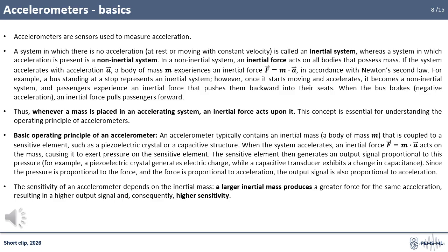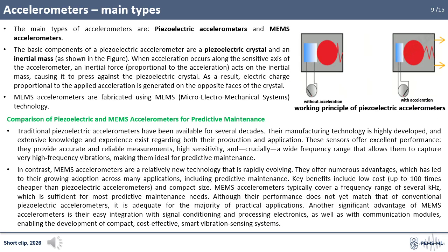The sensitivity of an accelerometer depends on the inertial mass. A larger mass produces a greater force for the same acceleration, and therefore a higher output signal. The two main types of accelerometers are piezoelectric and MEMS accelerometers. Traditional piezoelectric accelerometers have been used for decades. They offer excellent performance, including high accuracy, high sensitivity, and a very wide frequency range, allowing them to capture high-frequency vibrations, which is very important for predictive maintenance.